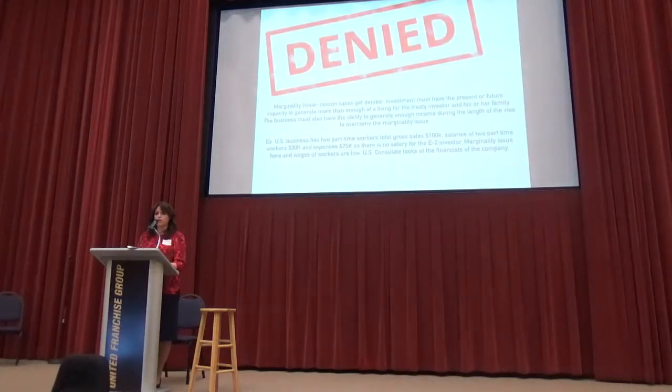So the denial, no one wants to see this word, deny. But this is a marginality issue. I give you an example here at the bottom. A U.S. business has 2 part-time workers. Total gross sales, 100,000. Small business. Salaries of the 2 part-time workers, 30,000. Expenses, 75,000. There's no salary for the E2 investor. This is a marginality issue. The salaries have to be reasonable.